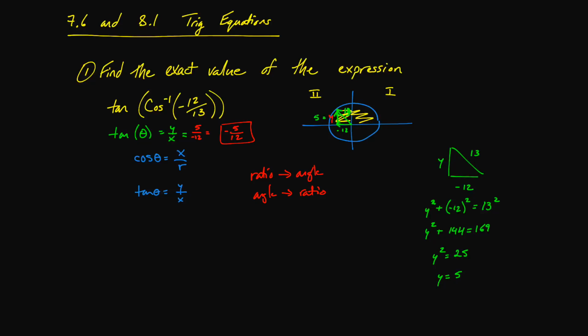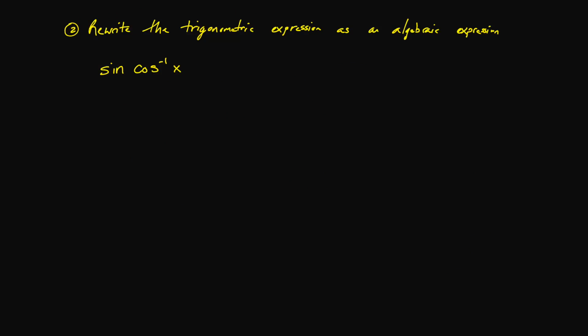So let's look at a different problem that's slightly maybe more difficult to reason out. For this question, we have: rewrite the trigonometric expression as an algebraic expression. Algebraic referring to in terms of some unknown variable, in this case x. So we're going to take this and rewrite it in terms of an unknown x. So give it a go.